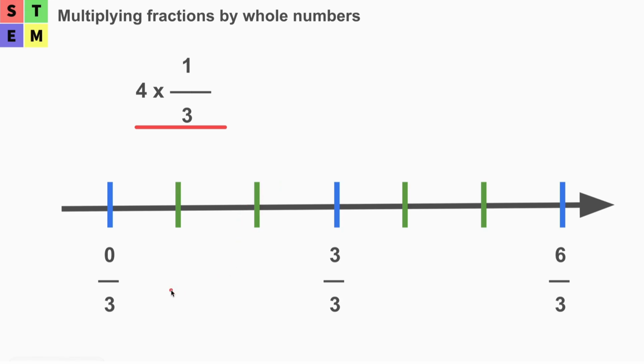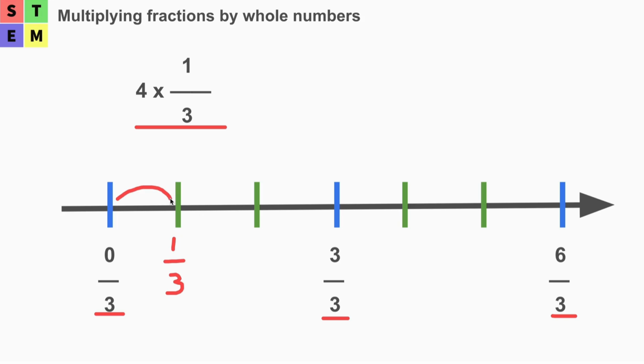On the number line, we have 0 over 3, which is 0, 3 over 3, which is 1, 6 over 3, which is 2, right? And each equal section represents 1 over 3. So 0 over 3, 1 over 3, 2 over 3, and 3 over 3, right? So that's this. So 4 times 1 over 3 means what?